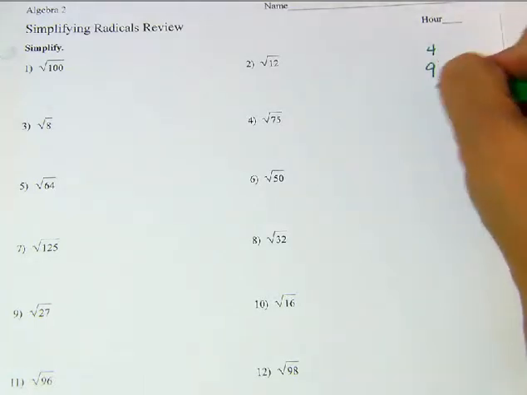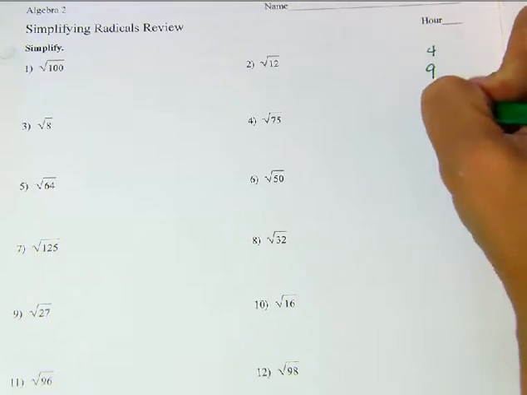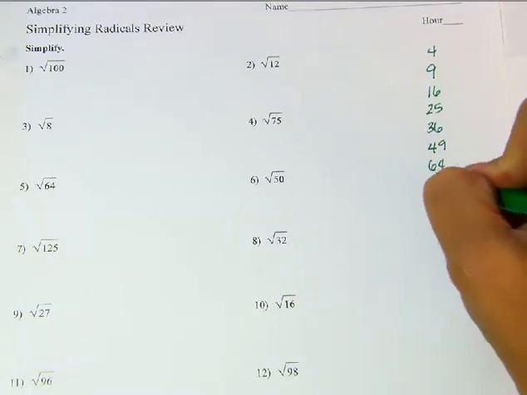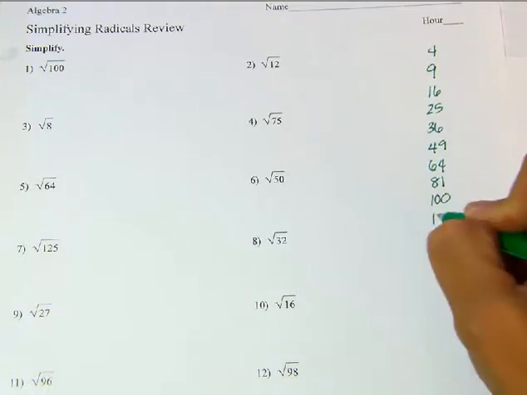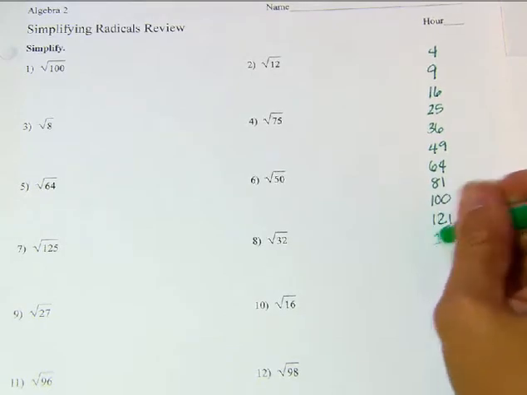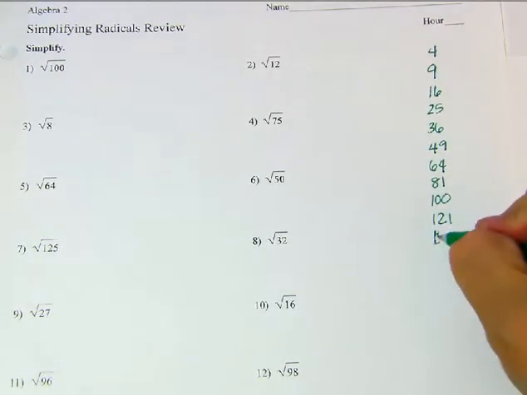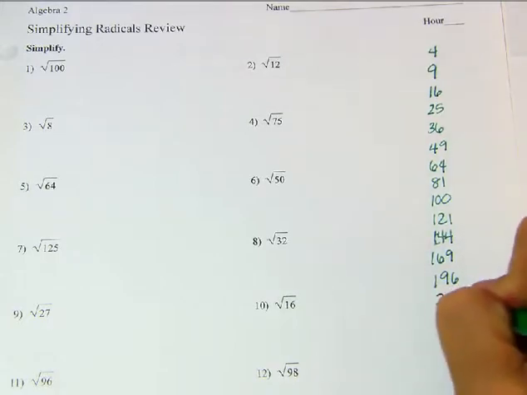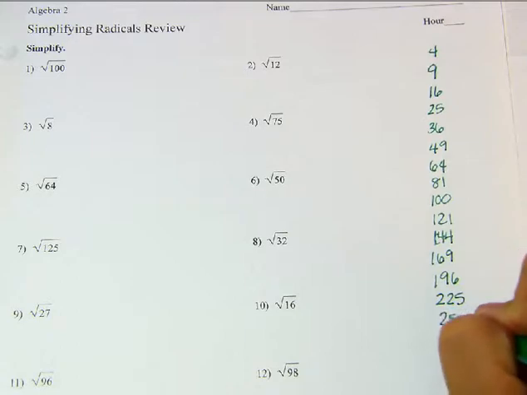So we have 3 squared, 4 squared, 5 squared, 6 squared, 7 squared, 8 squared, 9 squared, 10 squared, 11 squared. Whoops, I just suddenly skipped a bunch. 12 squared, 13 squared, 14 squared. We go to 15 squared, 16 squared. Okay, and it just keeps going, okay?